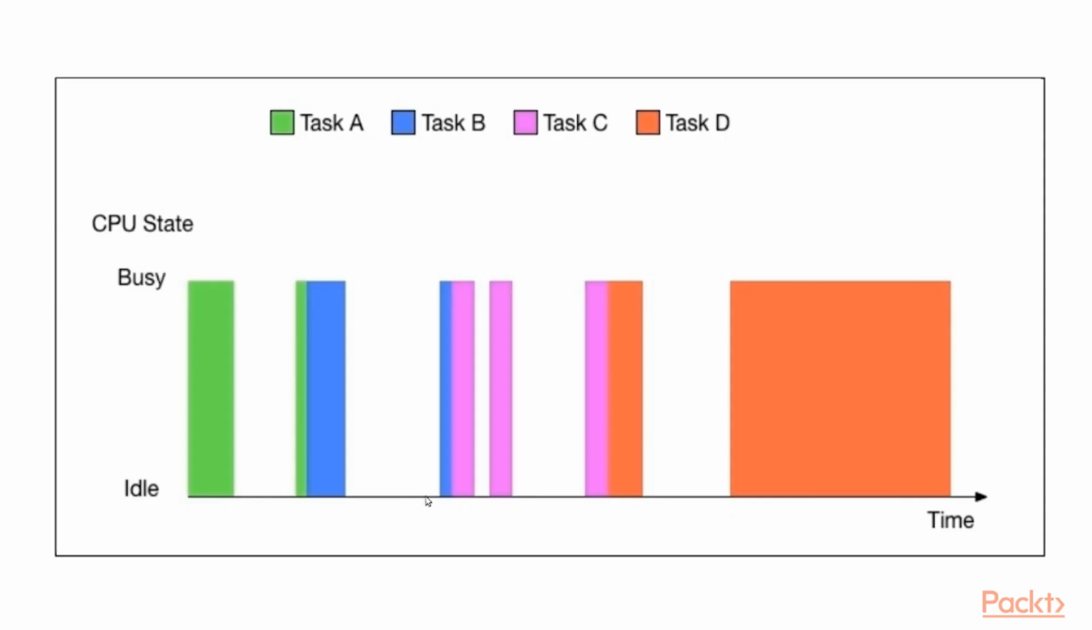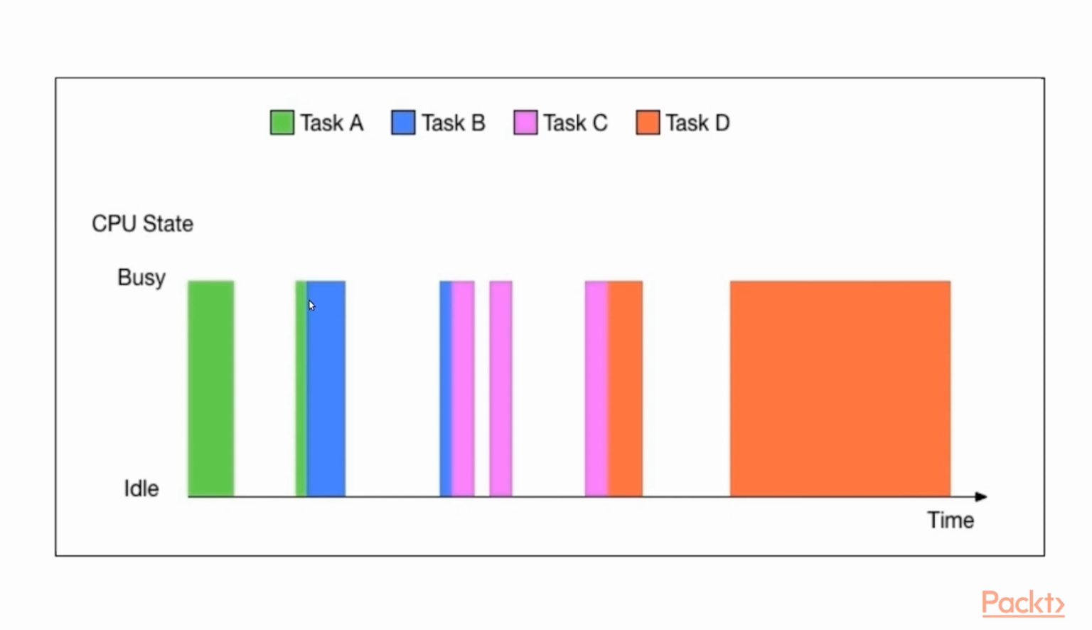So suppose you have four tasks: task A, task B, task C, task D. This is the time and this is the CPU state. The lowest is idle and this is busy. So suppose task A starts executing. Now it is waiting for some input from the user. During this time, the CPU remains idle and the other task cannot start. Once it has finished receiving the input, the execution of task A is complete.